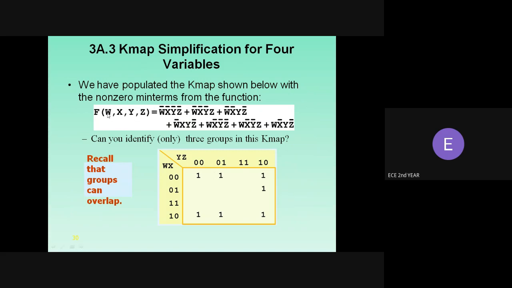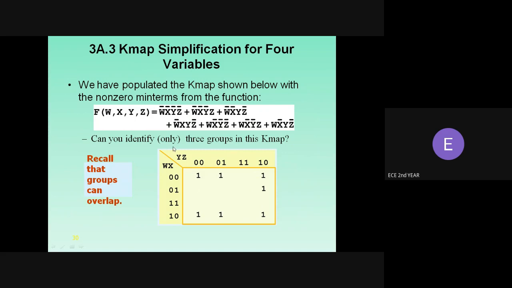Let us consider this Boolean expression for W, X, Y, Z and the terms that are present here. W bar, X bar, Y bar, Z bar. W bar, X bar, Y bar, Z. W bar, X bar, Y, Z bar. Like this, almost 6 or 7 terms are presented here. So we have to mark all the ones in the KMap by referring to this particular equation.